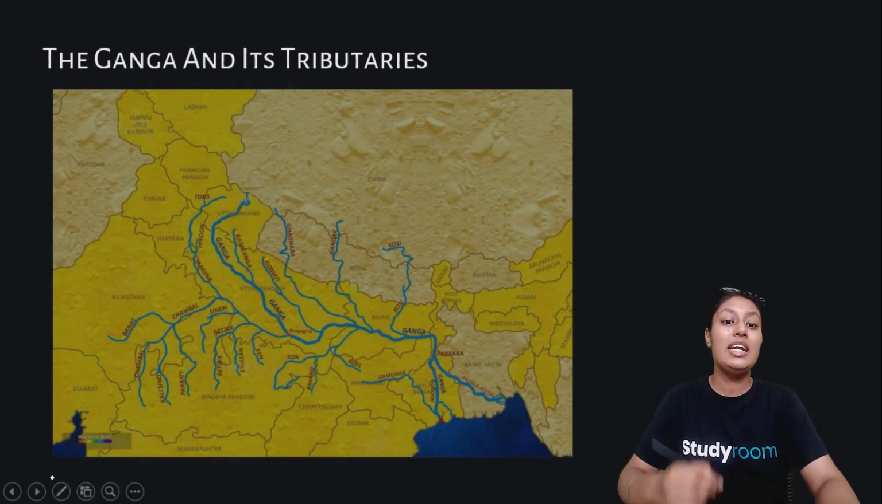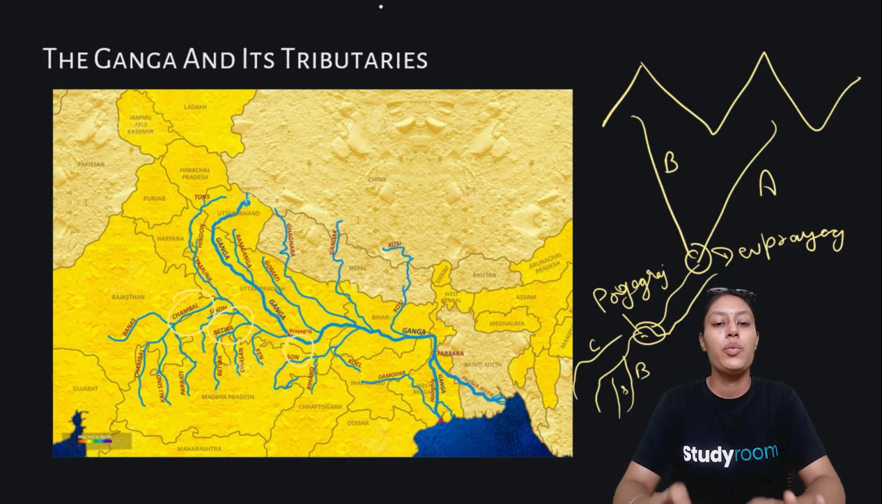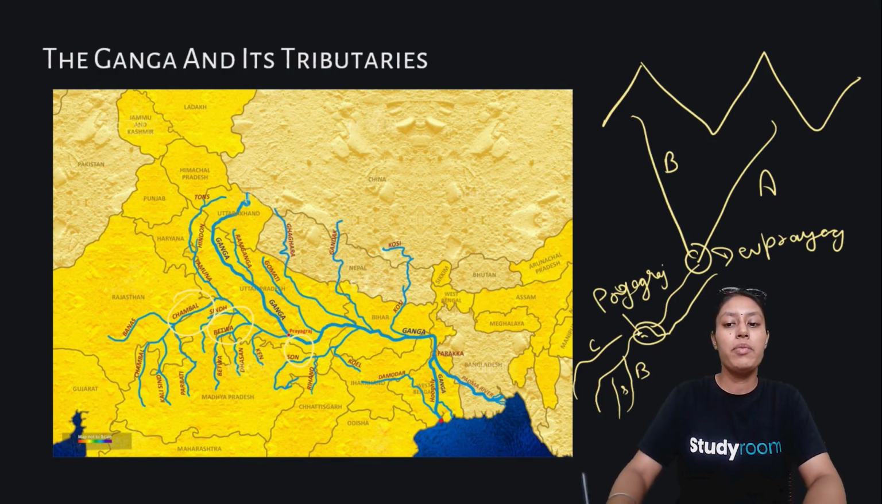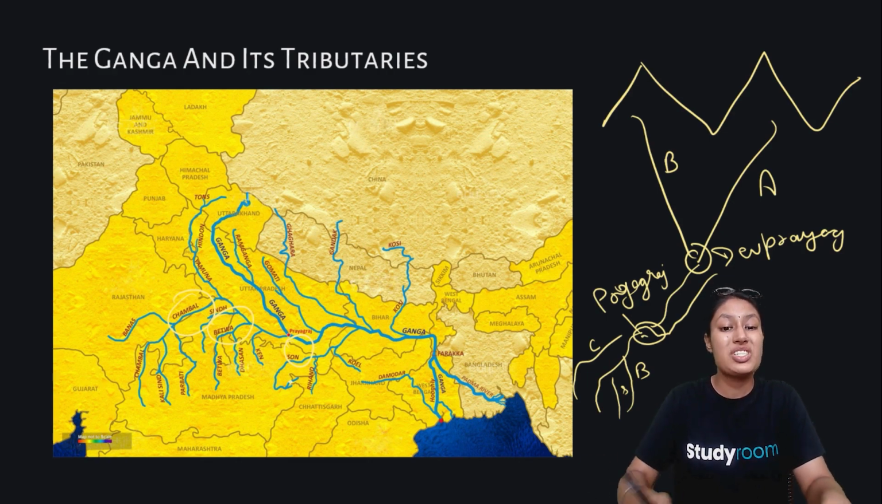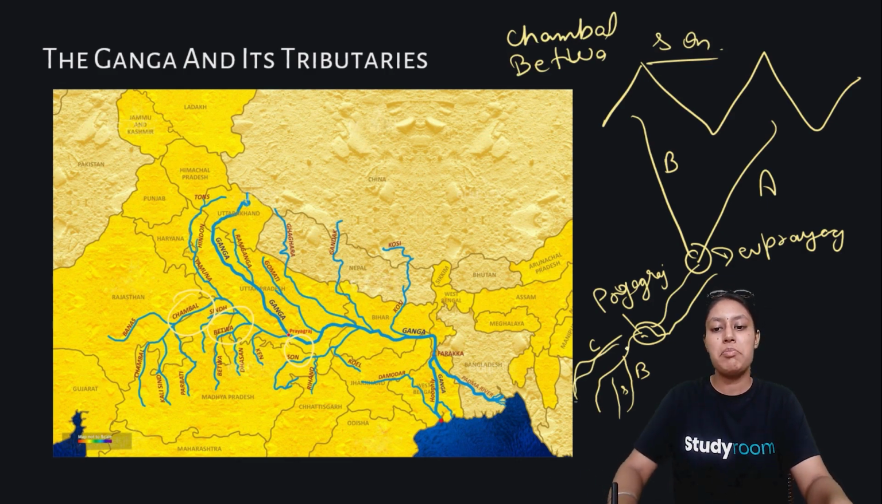Now we'll study in detail about its tributaries. Further from Prayagraj, there are major tributaries of Ganga which are joined from rivers coming from the peninsular area, which are Chambal, Betwa and Son. Okay, so these are the three major tributaries which are coming from the peninsular area.